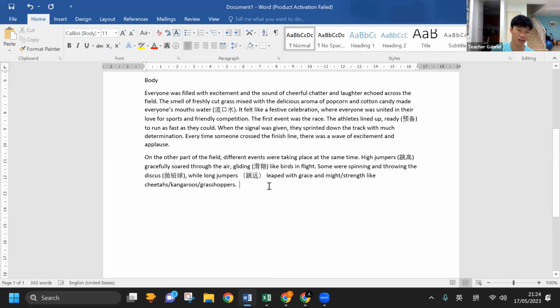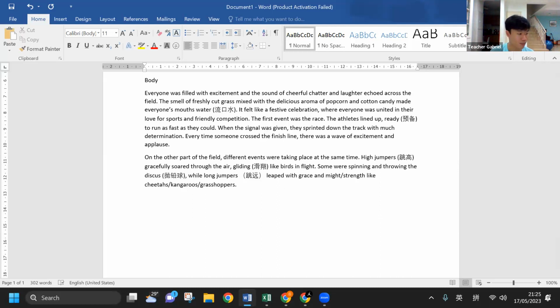Okay, so this is how you use metaphor. So you compare. Like see, I said high jumpers gracefully soared through the air. They are not jumping, they are soaring, they are flying. So I compare them with birds. Spinning and throwing the discus is not very comparable, but long jumpers, 他们跳远, they can leap. Not jump, leap, 就是哇更远, with grace and might like cheetahs and kangaroos or grasshoppers. Okay, very, very good.